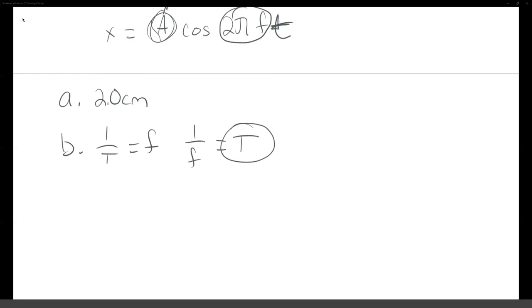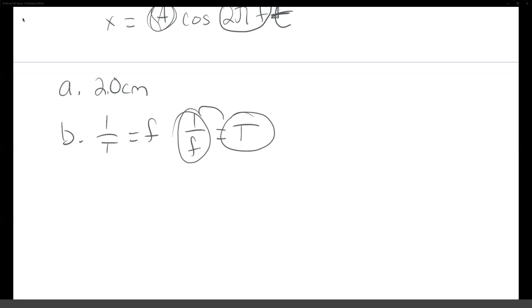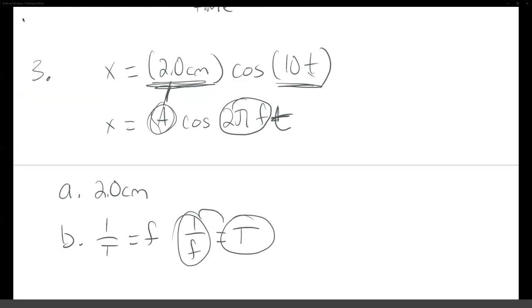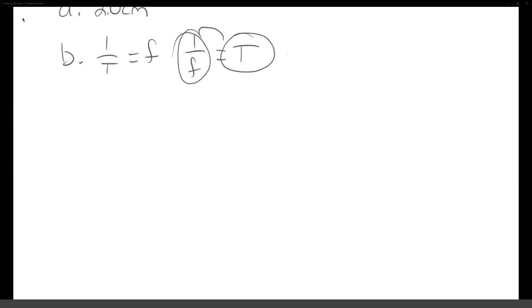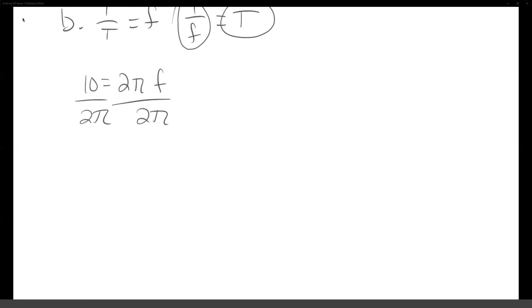So if we're trying to solve for period, and we don't have any way of getting to period, well then you ask yourself, do I have any way of getting to frequency? Because if I know frequency, I know period. So in this case, there is a way to find the frequency. We know that 2 pi times the frequency is equal to 10. So if I divide both sides by 2 pi, you should get the frequency.